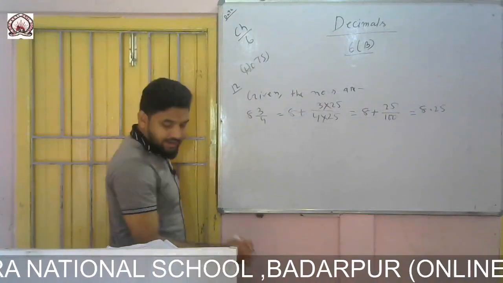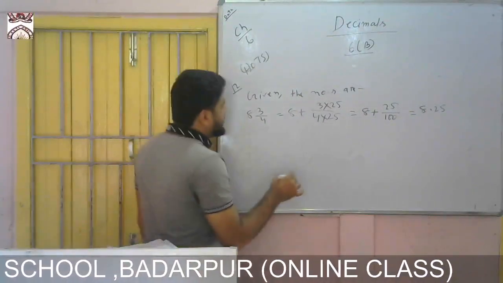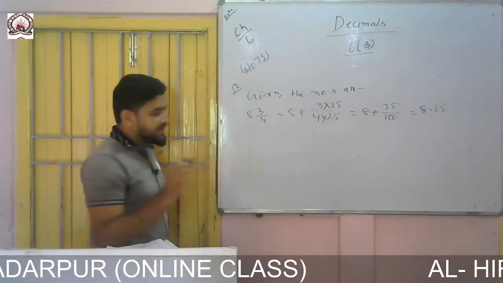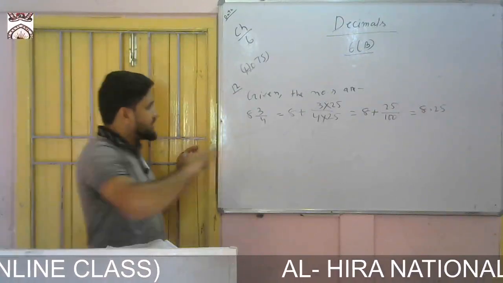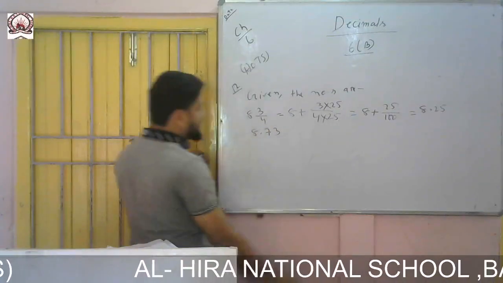Now next is 8.73. 8.73 is already in decimal, so there is no need to do anything. So write 8.73. Next number.